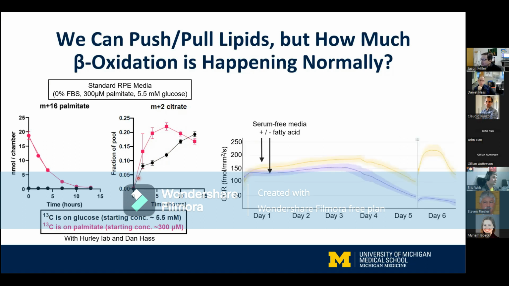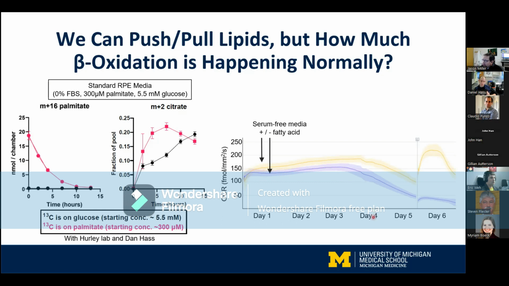On the other hand, if we take our cells and subject them to this Recipher device, under one condition we have no fatty acids. It's serum-free media, so that we're avoiding any other extraneous fats. In another condition, we have 300 micromolar palmitate. You can see that the difference in OCAR is pretty modest. If we keep letting those cultures go, we're not changing the media at all, just continuously measuring OCAR.